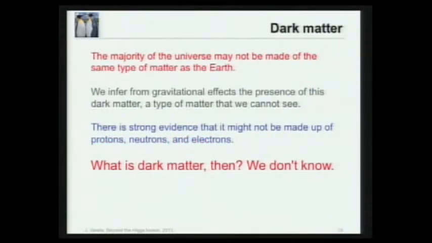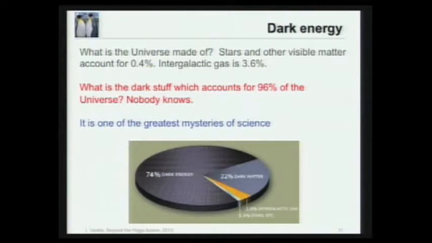Okay, dark matter. So the majority of the universe may not be made of the same type of matter as on Earth. And this we infer from gravitational effects that I will comment on in a minute. And there is strong evidence that this matter is not protons, neutrons, or electrons. So there is some matter out there that we don't know what it is, and there is also this dark energy. So we know that stars and other visible matter, like intergalactic gas, account for about 4% of the total matter and energy in the universe. And so there is this issue: what are the other 96%?